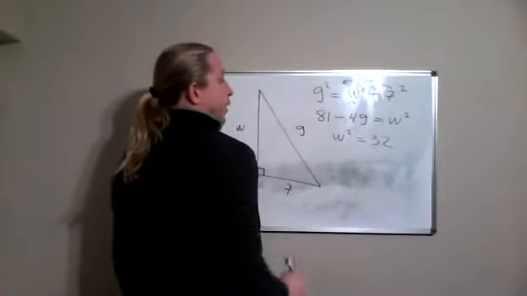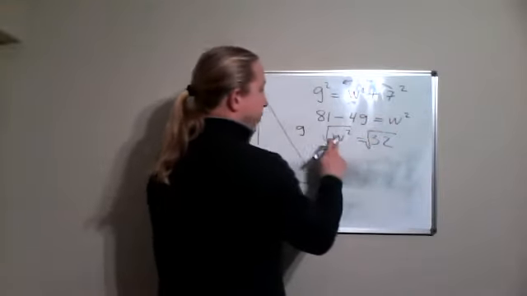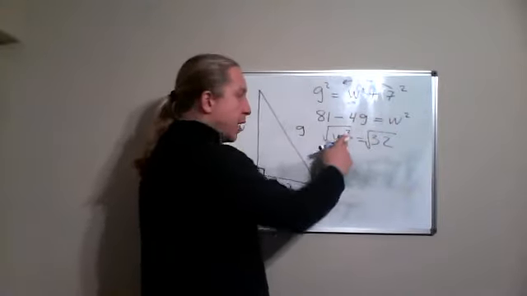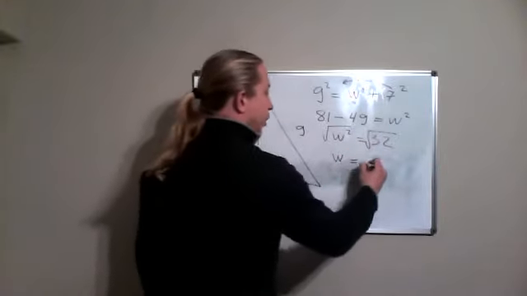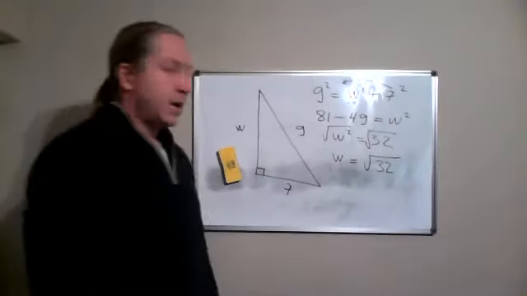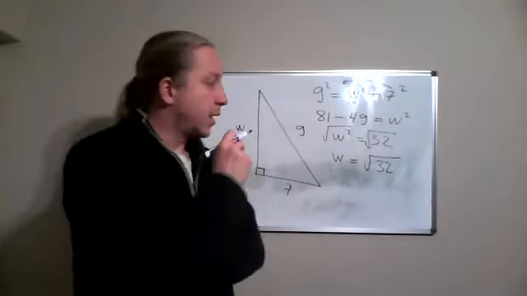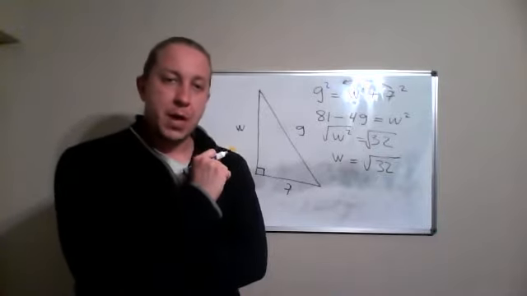Right, so W squared is 32, and then we have to take the root of both sides. Remember, the square root cancels with the square, so that gives us W, and that equals root of 32. Okay. Now, we need to give the answer in simplified surd form.